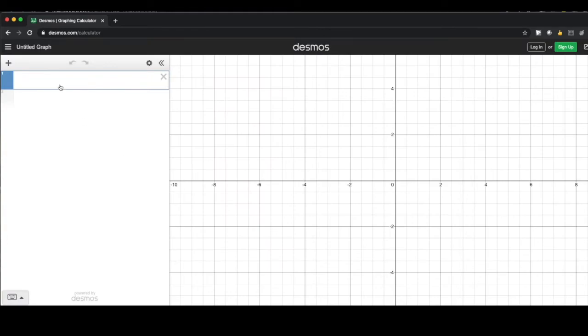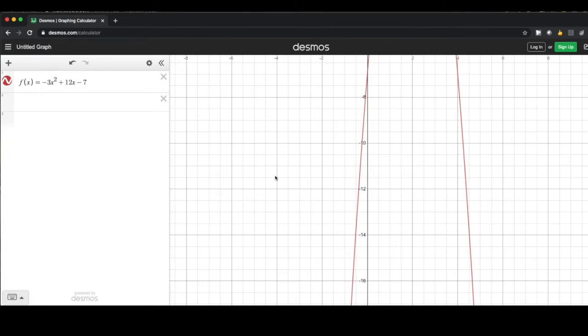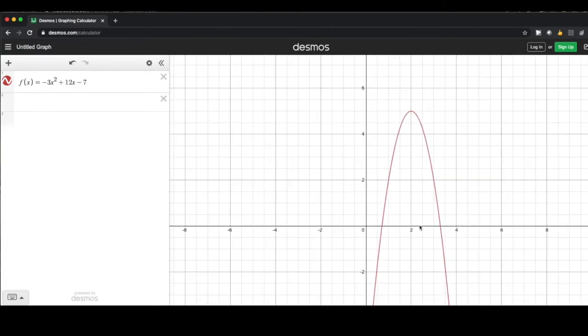Now if we do Desmos again, only using the f of x that we started with, f of x is equal to negative 3x squared plus 12x minus 7. If we look at that, we're looking at a parabola that has been turned upside down, and note where the vertex is. The vertex is located at 2, 5. So h is 2, k is 5, just like we wrote it when we wrote it in vertex form. But it's upside down, that's the negative part, and everything should be multiplied by 3 in terms of how things go.